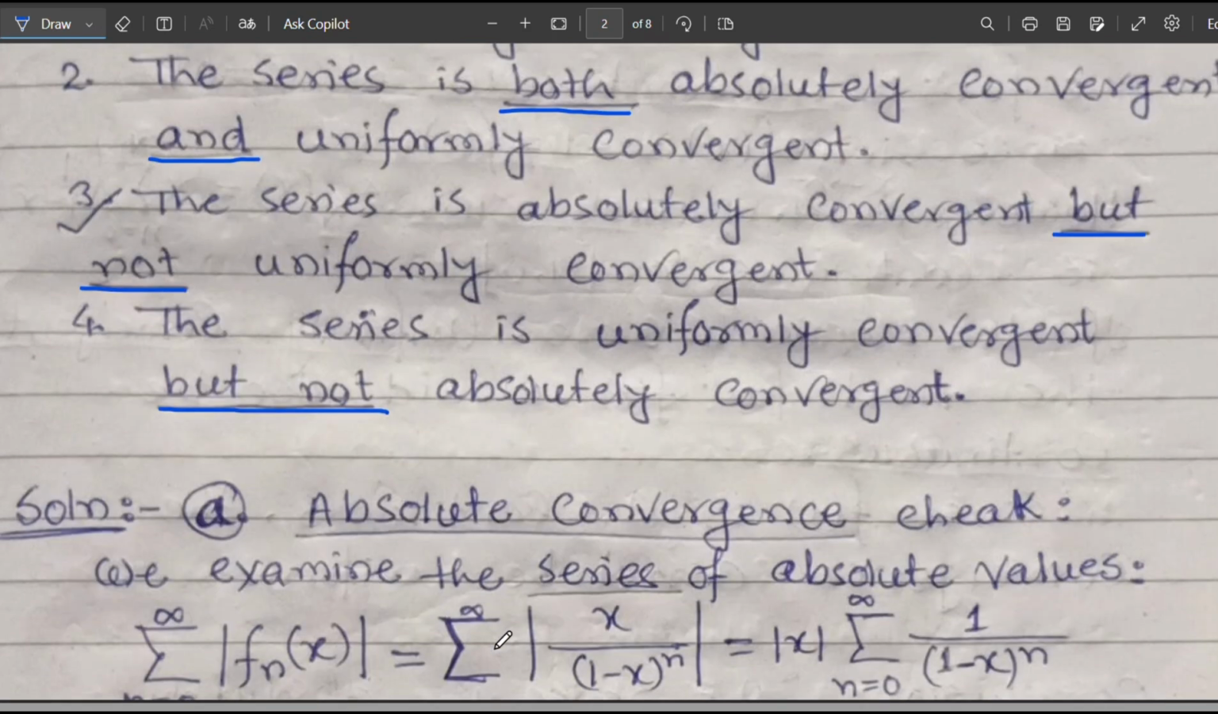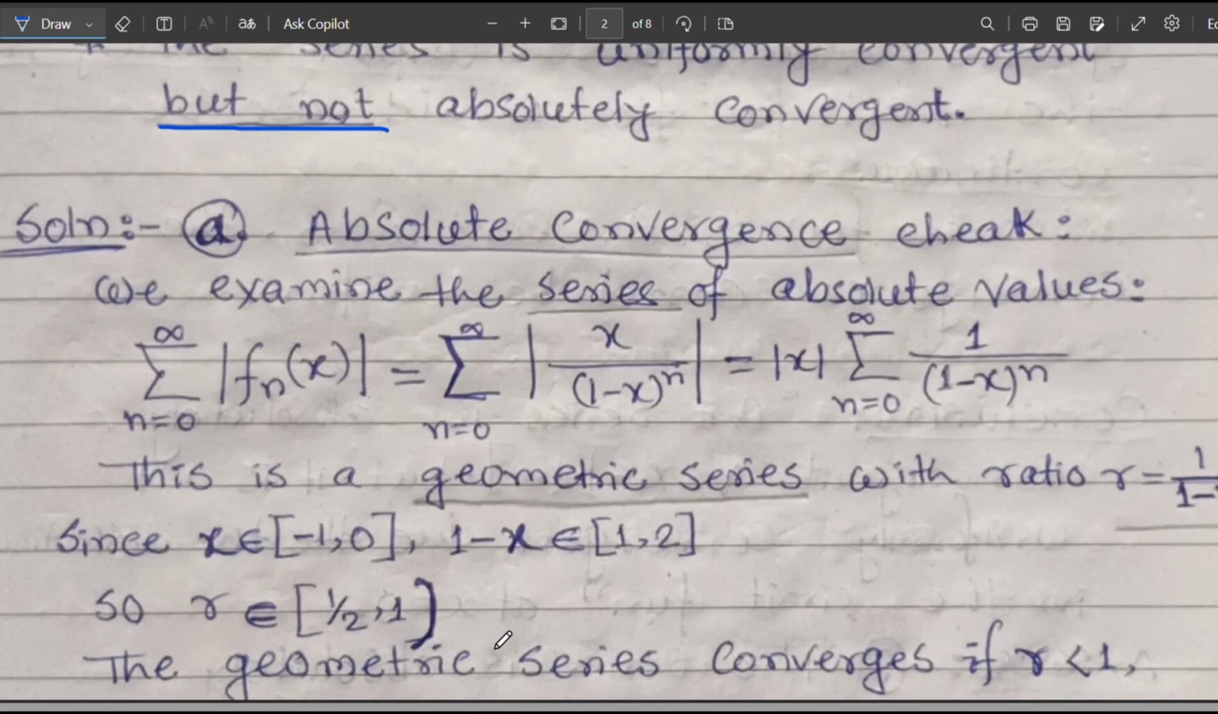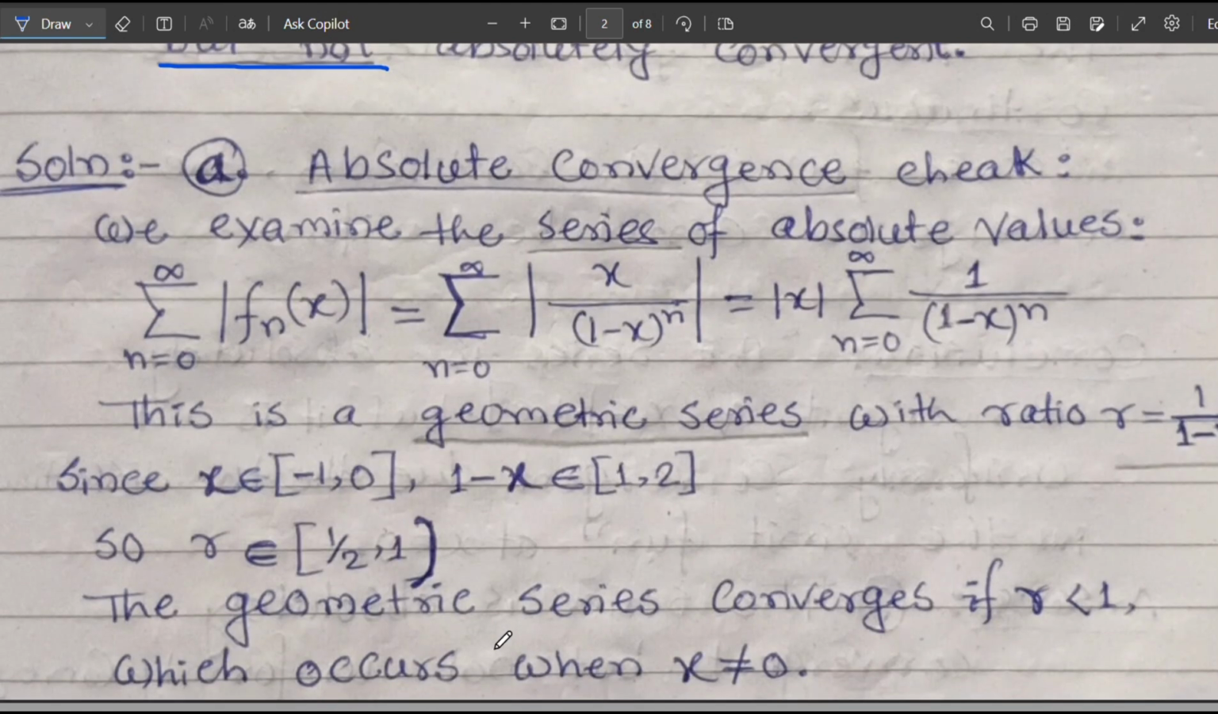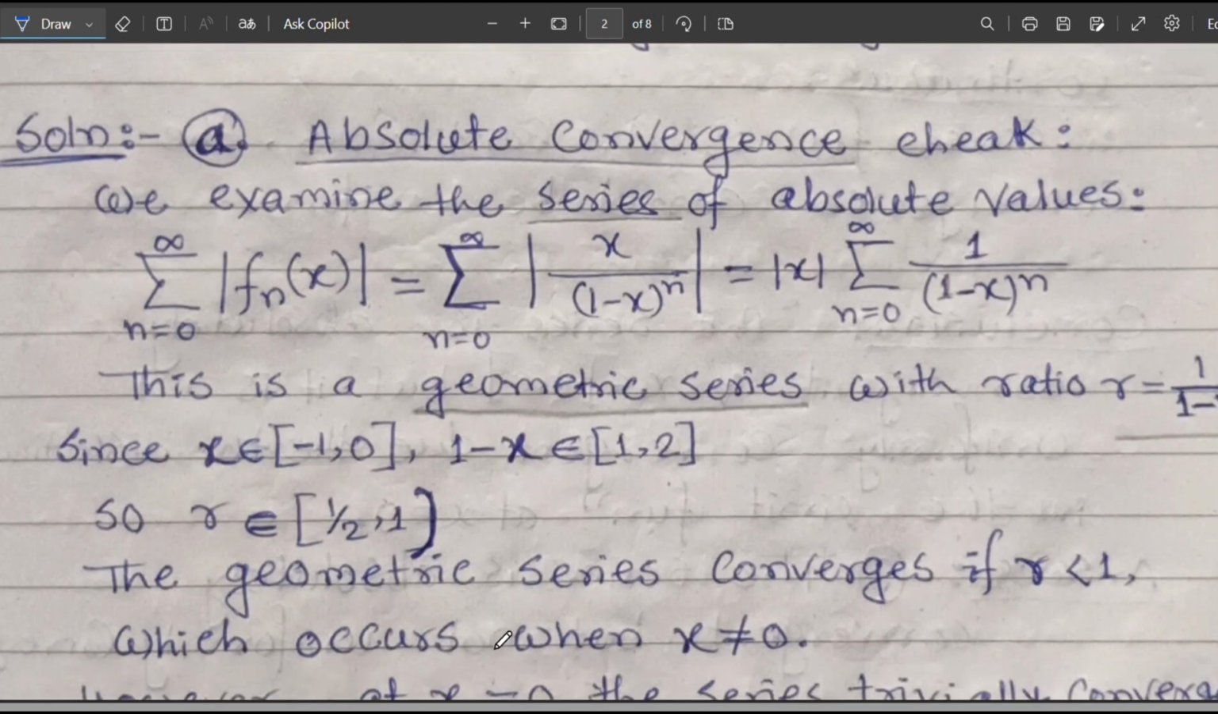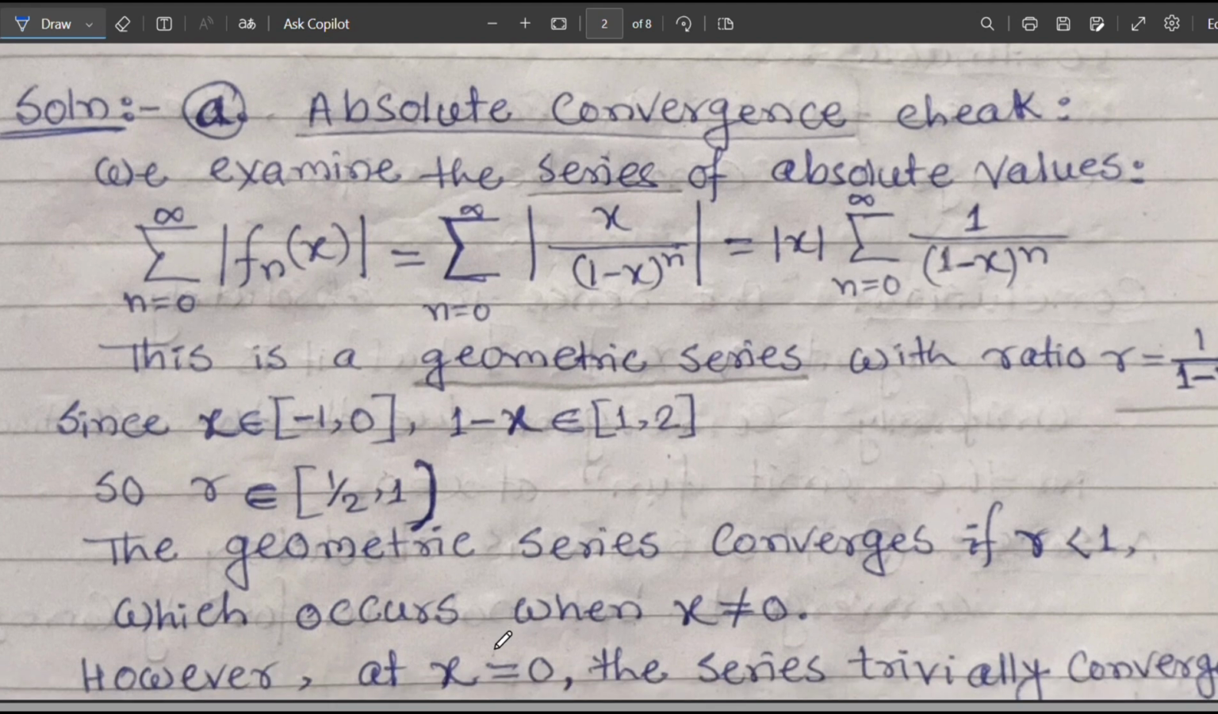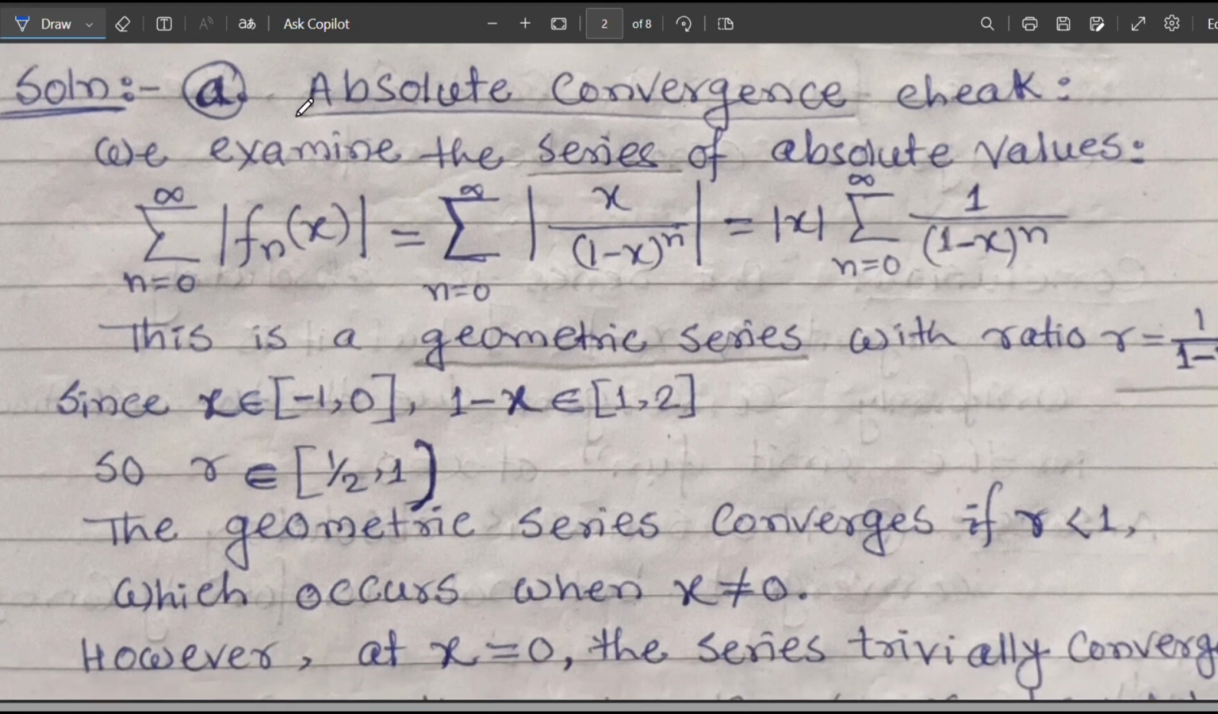Going ahead, the solution. First, we have to check whether it is absolutely convergent and uniformly convergent. So first we will check absolute convergence. We examine the series of absolute values.